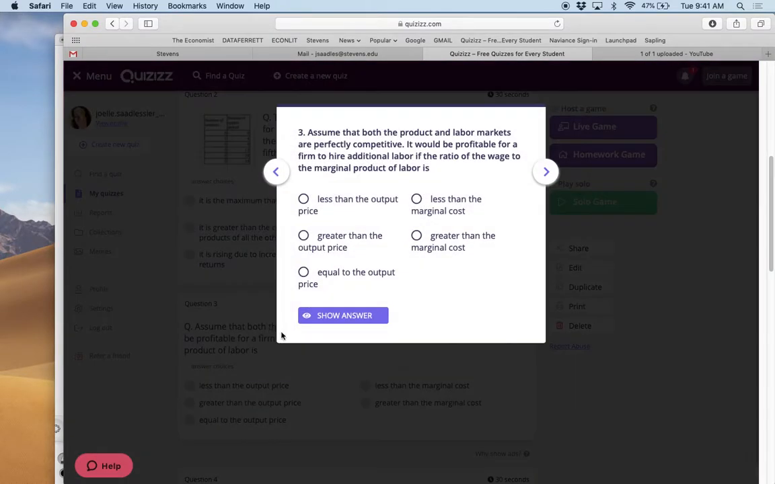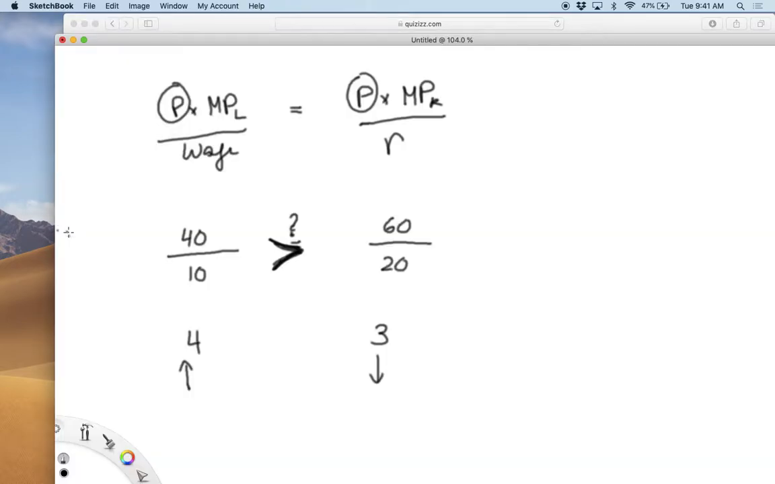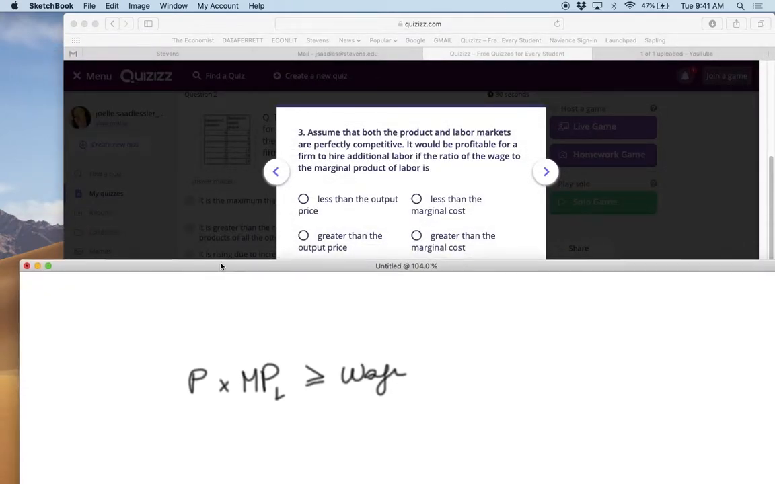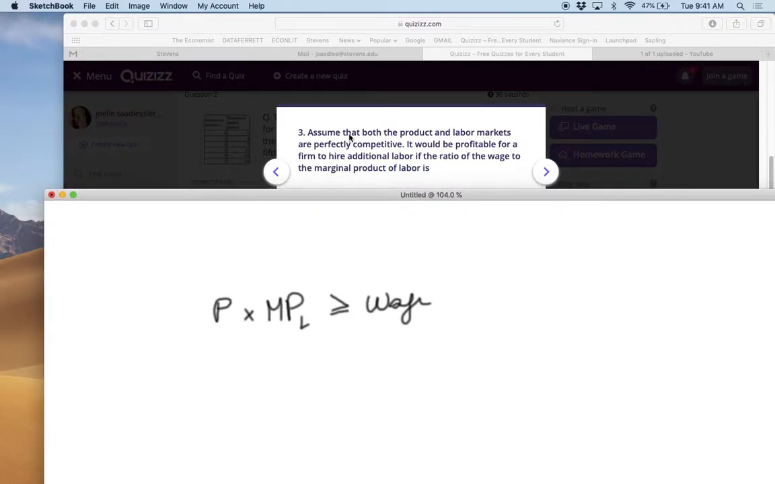The rule would be that you're going to hire as long as price times marginal product of labor is greater than or equal to the cost, right? So let's rewrite that. We want the price times the marginal product of labor to be greater than or equal to the wage. Let's see what it's asking here. It's saying it would be profitable for a firm to hire additional labor. If it's profitable, that means it's greater, not equal, because the additional benefit is greater than the cost.